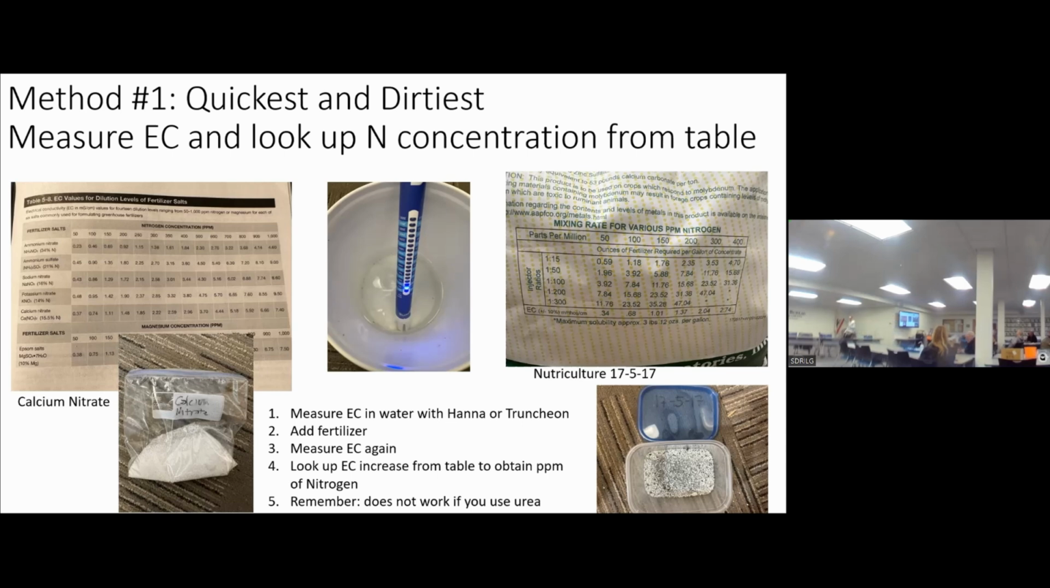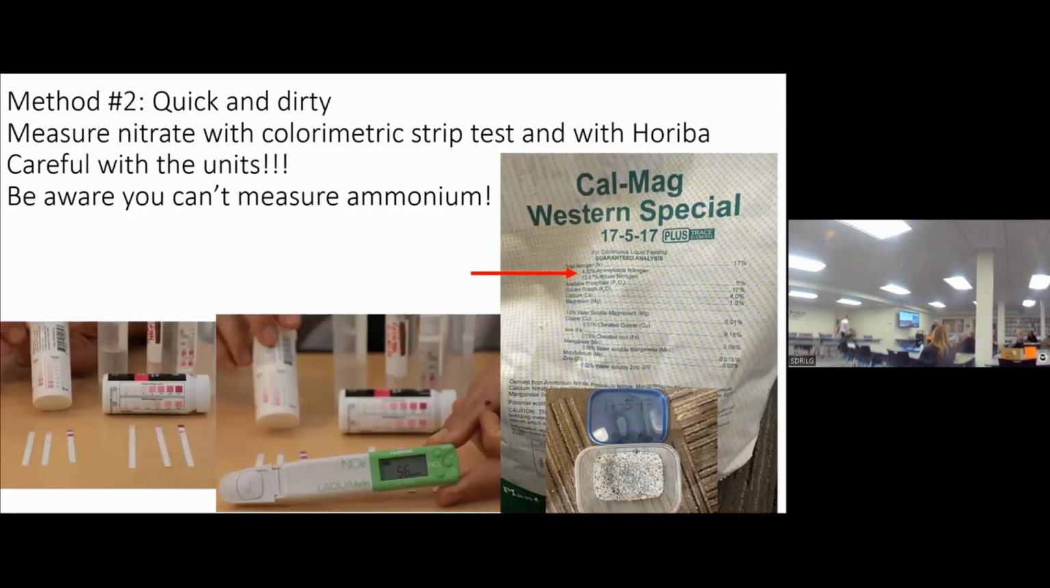Go do it. Now, group two is a method that is not the quickest and dirtiest, but it's still quick and dirty. You can use the colorimetric strips, and you can go to that table over there. There are a lot of different strips, and these are used for aquariums and pools and stuff. You just pull out one of these strips and put it in the water, and then you compare the color with the colorimetric scale.